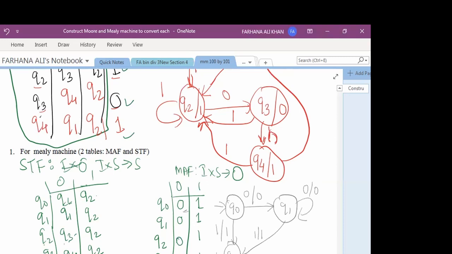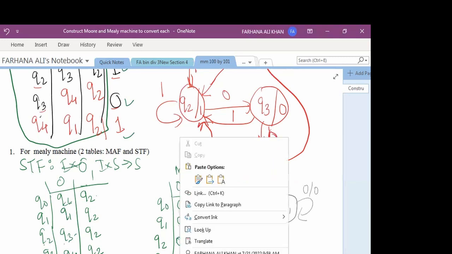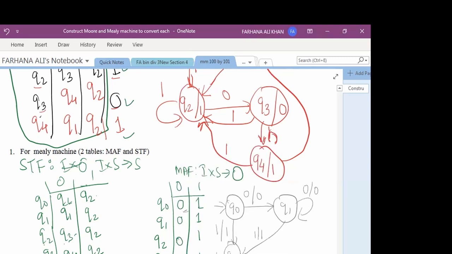Now Q3 on 0 is going to Q4. What is the output of Q4? We have to write that on the transition. Yes, the output of Q4 is 1, so we have to write that here. Now Q3 on 1 is going to Q2 with the output 1. Now Q4 on 0 is going to Q1 with the output 0. And Q4 on 1 is going to Q2 with the output 1.